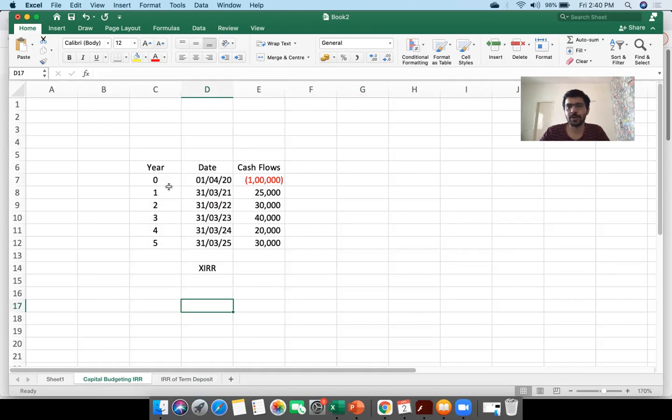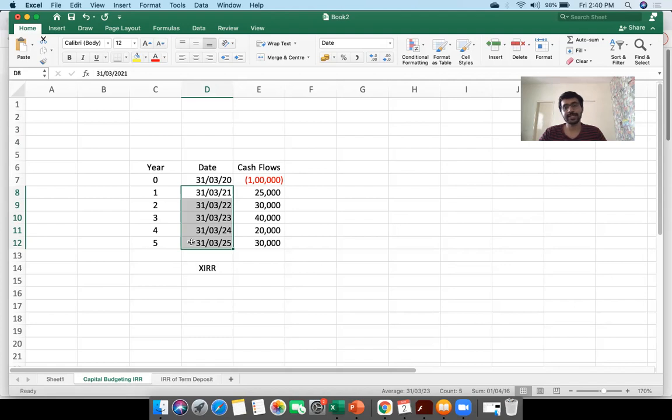Now, let me quickly take you through a capital budgeting example as well. I've assumed a 5-year project. At year 0, let me keep it as 31st of March 2020 for the sake of convenience, I have a cash outflow of 1 lakh. And then at the end of each year, I have a cash inflow of 25,000, 30,000, 40,000, 20,000, and 30,000, right? I have a cash outflow today of 1 lakh, and then I have a series of cash inflows for a period of 5 years, right?